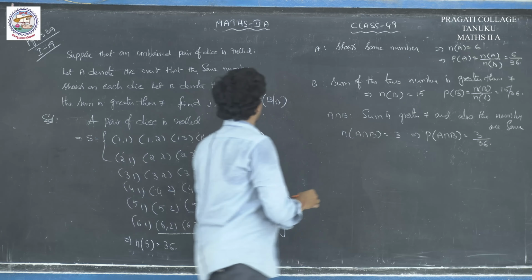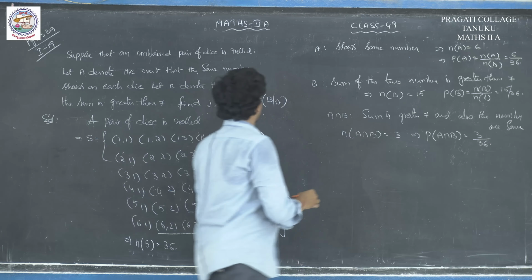Here P of A given B is equal to, the formula is P of A intersection B by P of B. What is P of A intersection B? 3 by 36, divided by P of B, which is 15 by 36. After cancellation of 36, the remaining is 3 by 15. Again the 3 table is cancelled. So the answer is 1 by 5.